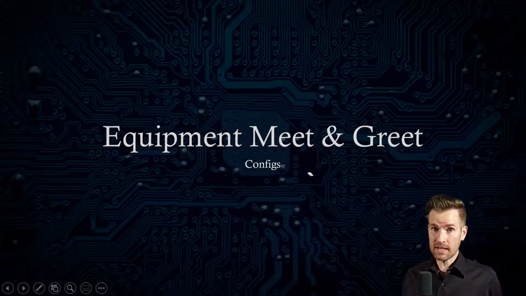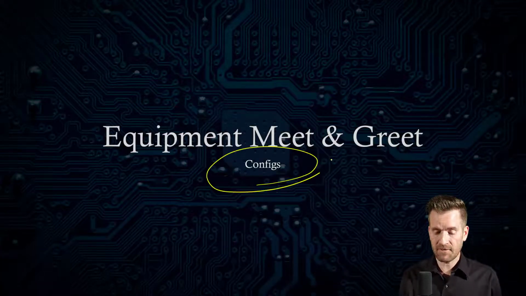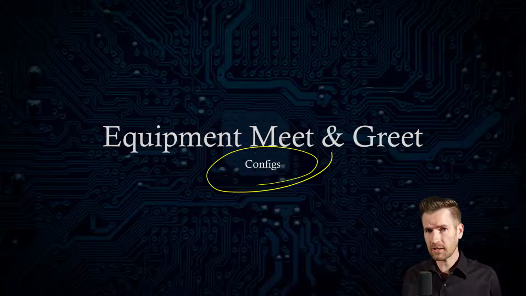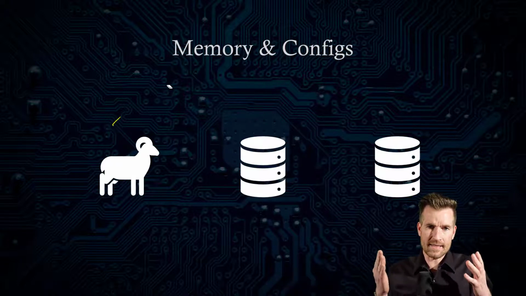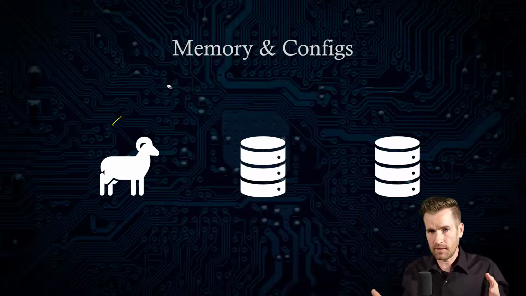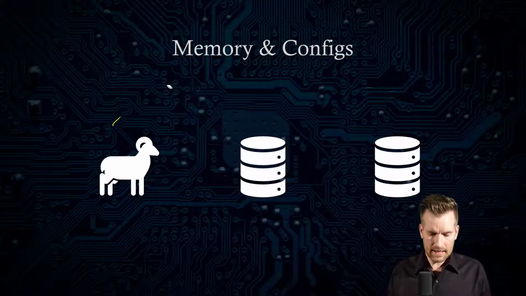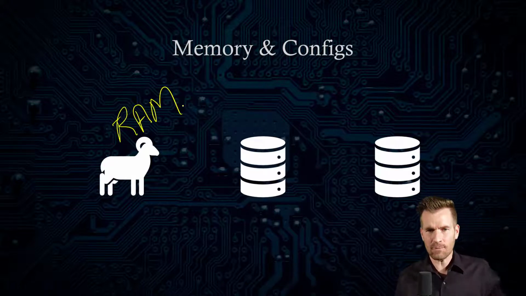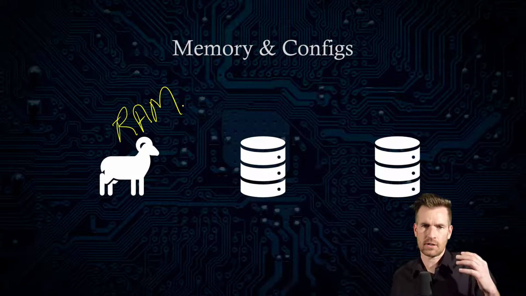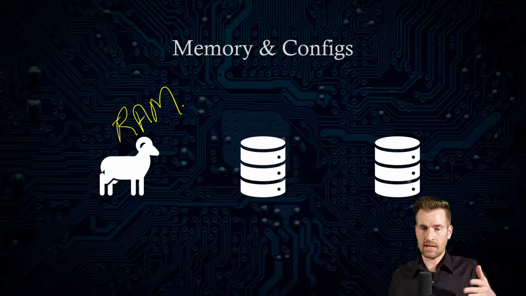All right, it's going to be important for you to understand configuration. So let's talk about different configuration files and what their purposes are. There are several different ways that these devices can store information. So one is RAM. This is the same type of RAM that's in your computers and that you're used to hearing about.